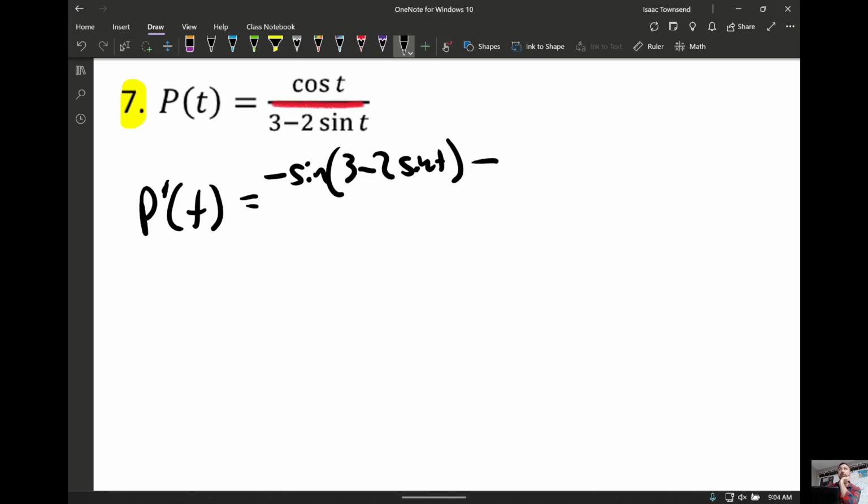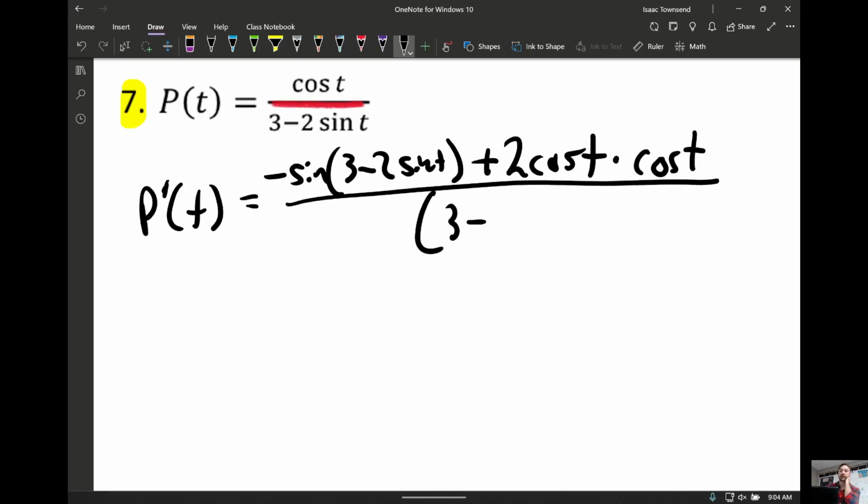Then subtract, and then do it the opposite order. Take the derivative of the denominator, which would be negative 2 cosine t times the numerator left alone. And again, I know that's a lot, but don't forget the denominator. It's just as important. All over the denominator squared. What happens to the 3 when you take the derivative of the bottom, the g of x? Well, the derivative of the constant is 0, so it went away.